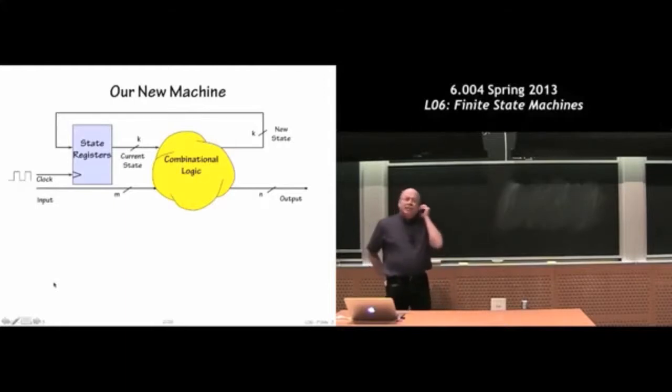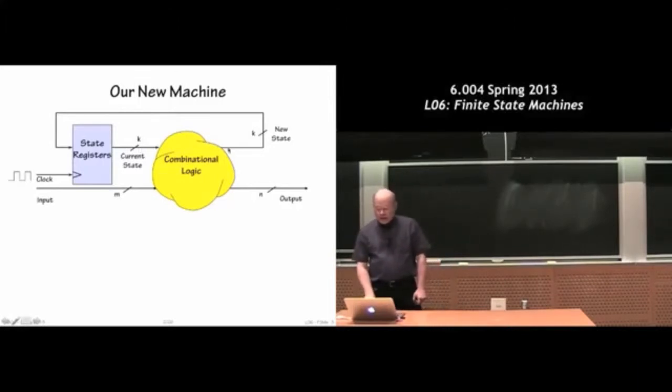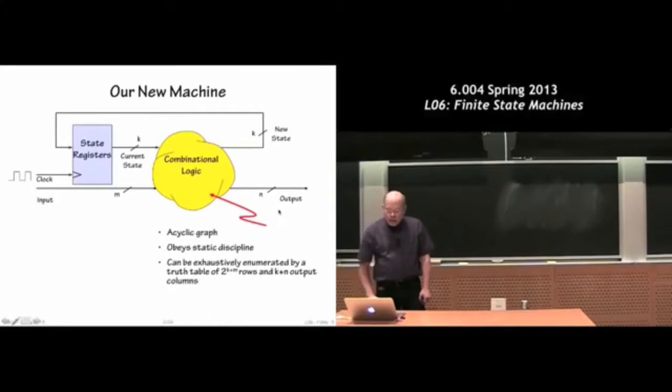So here's our new machine. Okay, this idea of a state register and a combinational logic cloud. We have a notion of a current state that comes out, k bits of some state. k seems to be our little index we often use to count the number of state bits. The combinational logic, in combination with the input bits, produces a new state and some output bits.